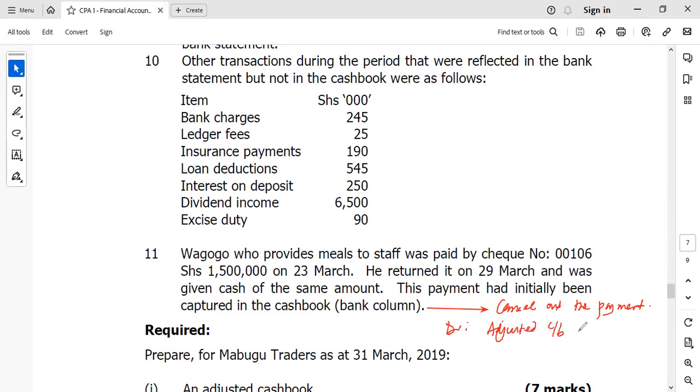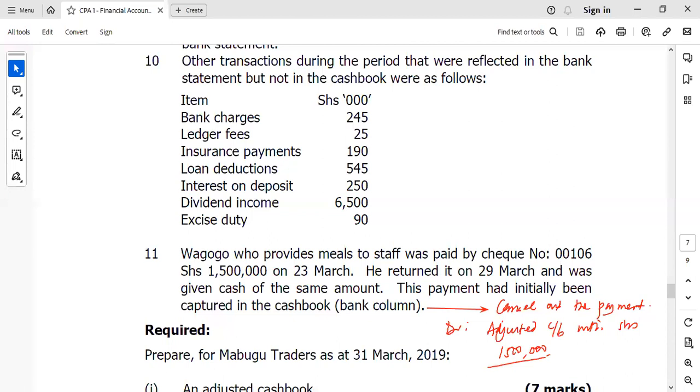Debit the adjusted cash book with shillings 1.5 million. Because this was initially recorded as a payment, the cash book was credited. But when the check was returned and we instead gave out cash, then we also have to cancel out the payment that was made. So we have to debit our cash book. So let us prepare our adjusted cash book very fast.